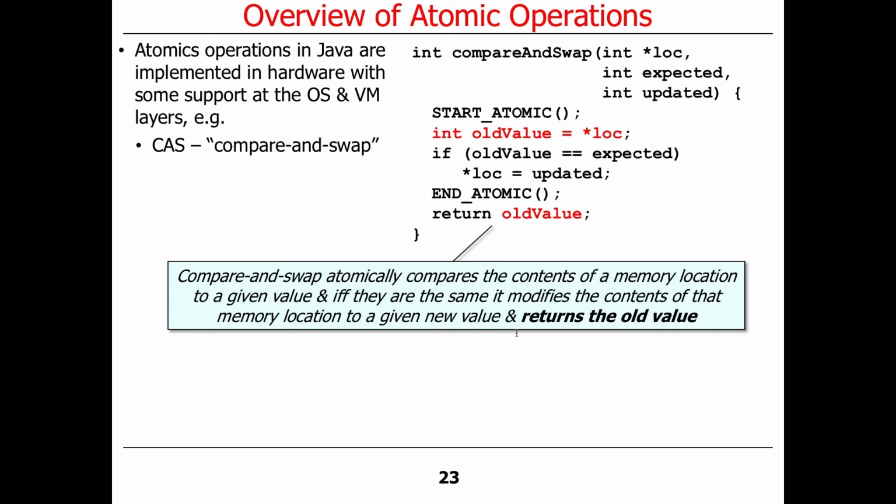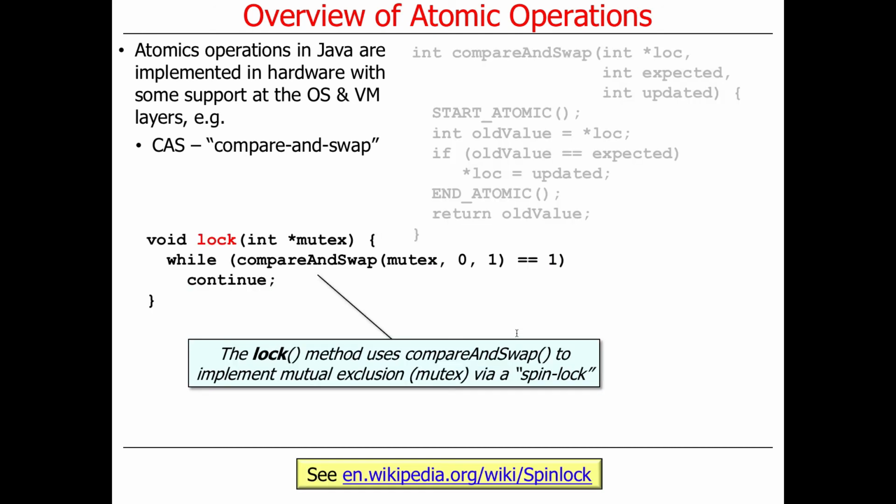It's obviously very simple, and you can imagine building this logic into the hardware as a set of hardware instructions and gates and all those kinds of good things. Now, how do we use this? Again, this is kind of C-like code. We're going to have a lock method, and the lock method is going to use compare and swap in order to implement mutual exclusion, or a mutex, using a spin lock. Not unlike what you're doing for your programming assignment.